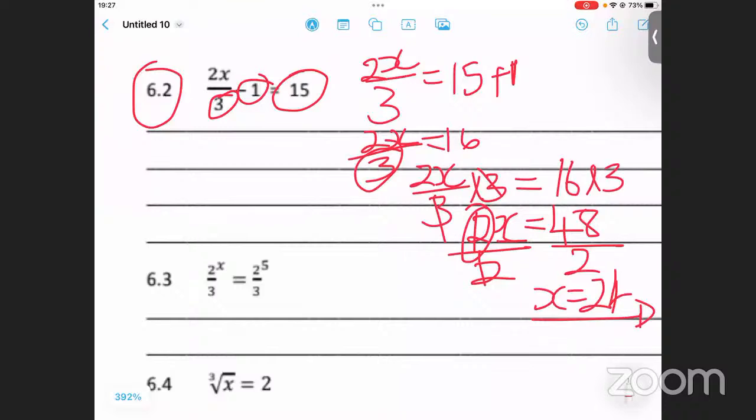Ma'am, I'm not quite sure how I got it, but I think x is equal to 5. So I'm not quite sure how I got it, but that's what I got. What did you do? Ma'am, I'm not quite sure what I did, but I think x is equal to 5.